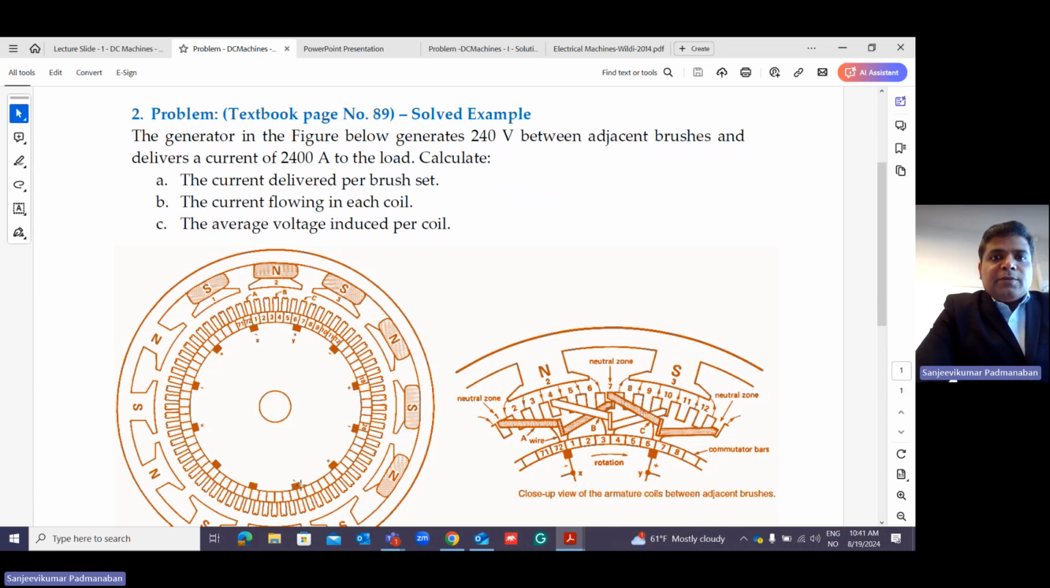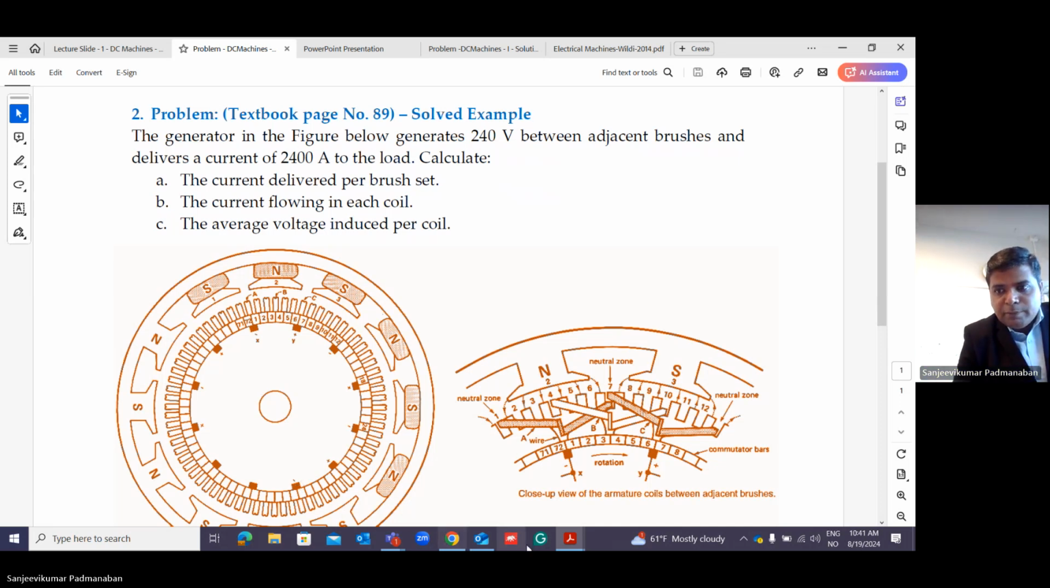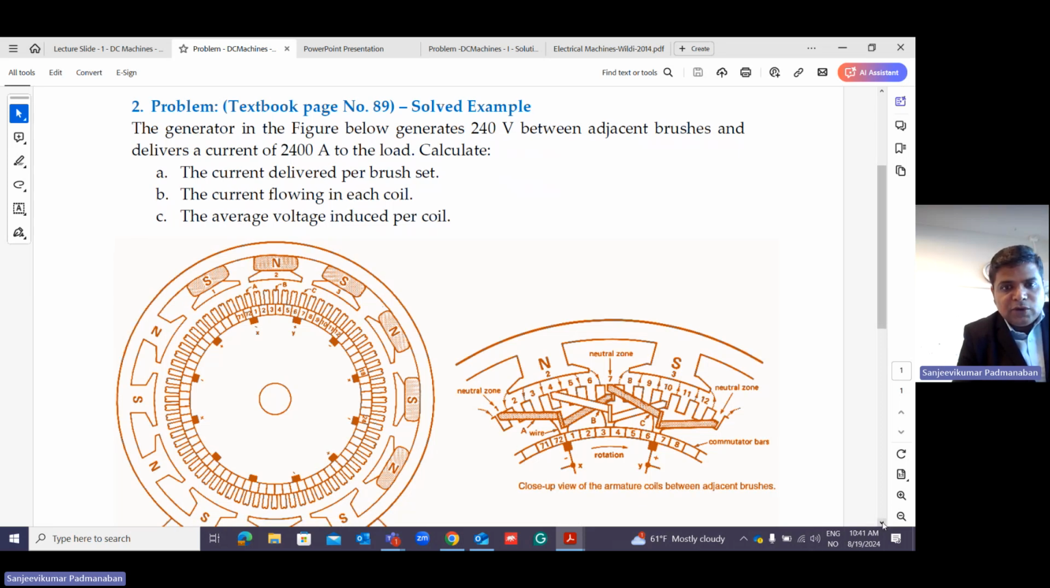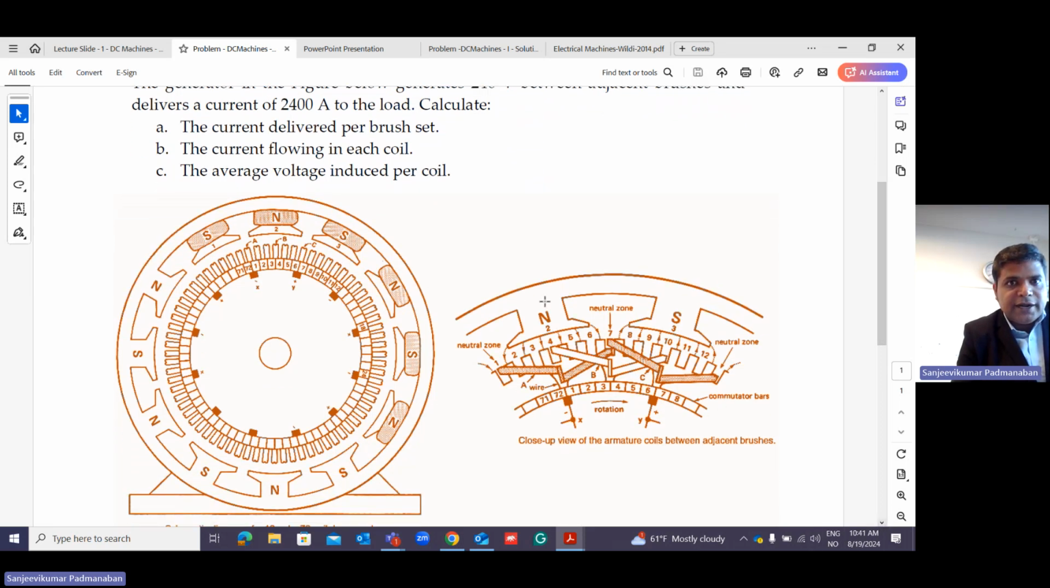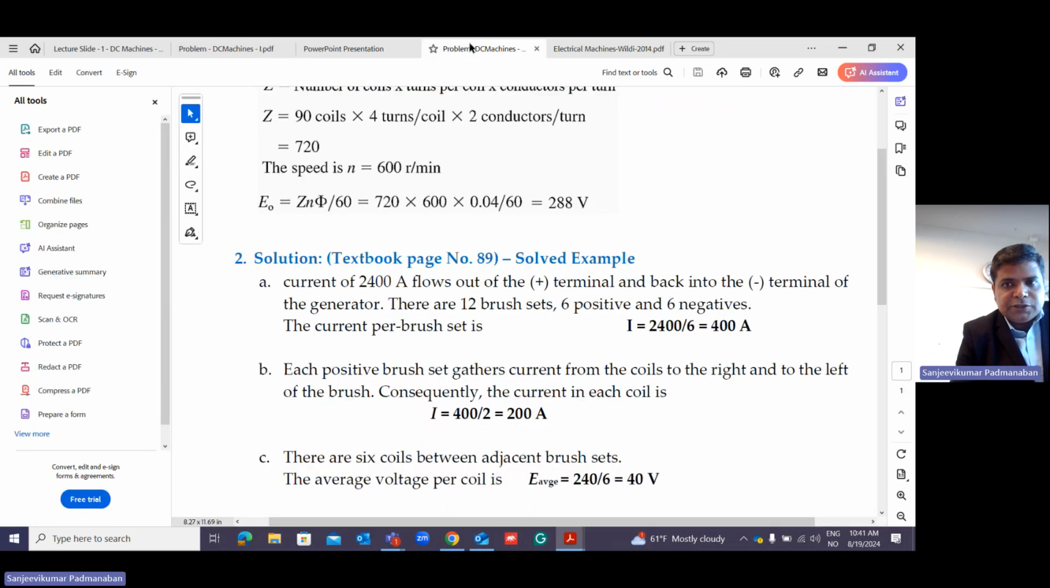The generator in the figure below generates 240 volt between adjacent brushes and delivers a current of 2400 ampere to the load. Very high power. Calculate: number 1, current delivered per brush set; the current flowing in each coil; the average voltage induced per coil. So these are the 3 questions. If you look at my slides, all the formulas are readily available. Let us do the calculation.